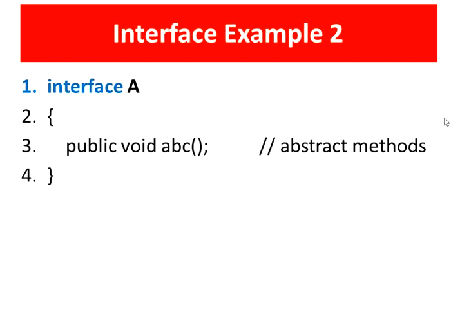Now we have seen that Java does not support multiple inheritance. For doing multiple inheritance it makes use of the interface concept. Now let us see how we can do multiple inheritance in Java using the concept of interface. So here we will create an interface A first. Interface A has a method ABC which is abstract. Now there will be some class which will implement this method.